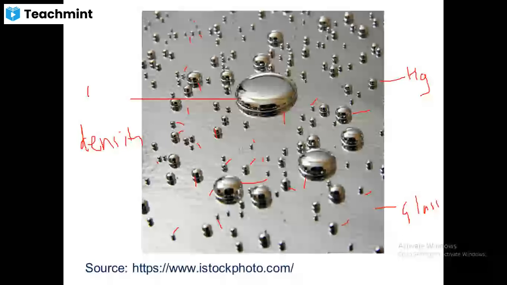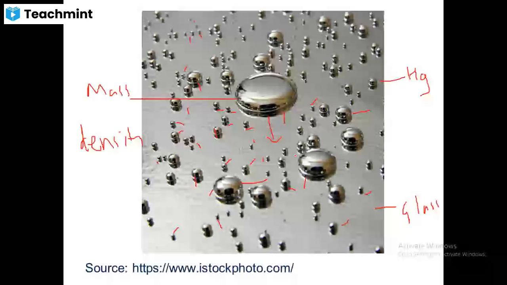Density means mass by volume. So its mass is very, very large. For a given small liquid, its mass is very, very large. Due to that mass, it experiences one more extra force, what is called gravitational force. Due to this gravitational force, this drop experiences a flattened surface area. Whereas in the case of these small drops, the mass is a bit low compared to this. Therefore, they try to have a perfect sphere shape. You can see it is very clearly visible.